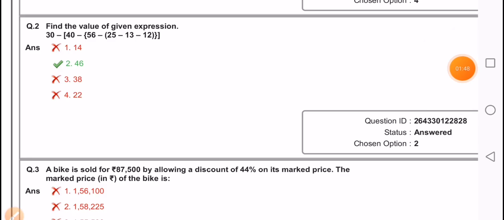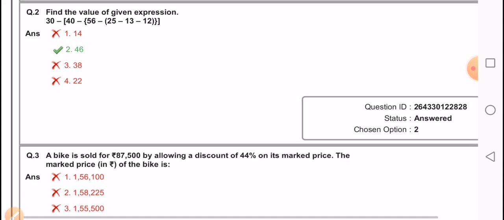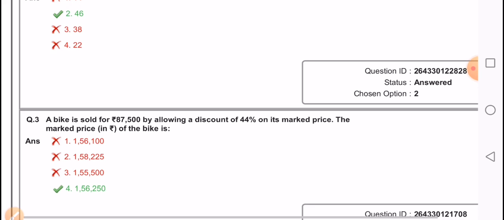Now the second question, inside the bracket we can see that 25 minus 30 minus 12 amounts to 0. Now the rest is 40 minus 56, that is minus 16. 30 minus minus 16 is 46. So we can do this without pen and paper itself.